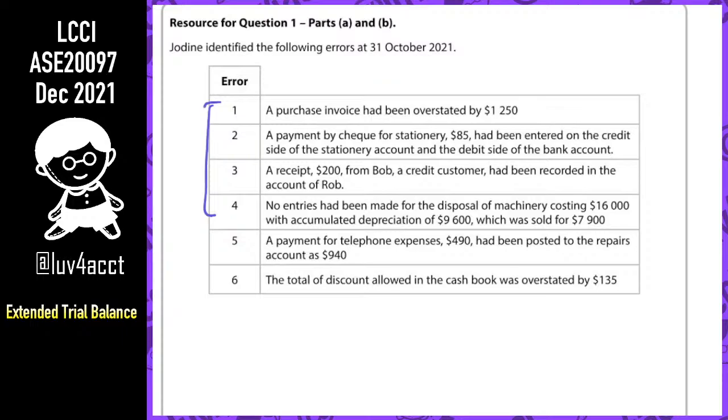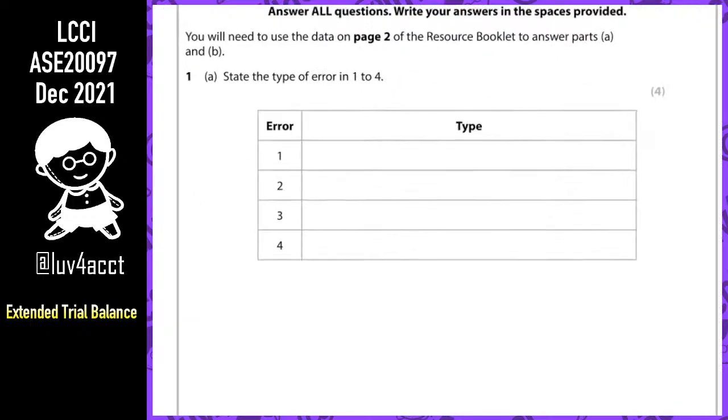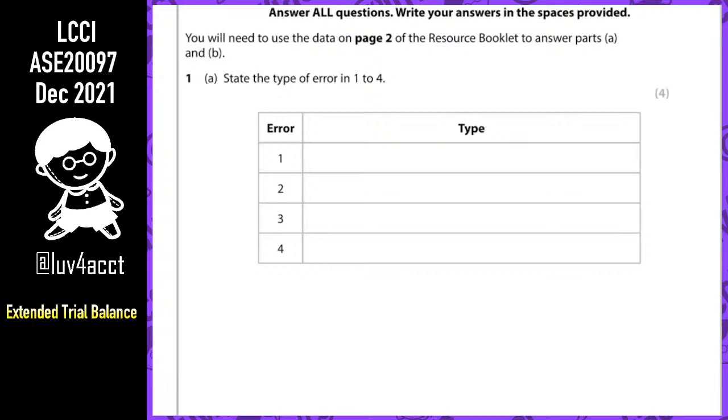Purchase invoice had been overstated by 1250. Purchase invoice overstated. This is the source document. So when the source document is incorrect, then the whole entry will be incorrect. We enter into the day book incorrectly, and then the subsequent ledger accounts will also be incorrect. So if we have to identify the type of error, it will be the error of original entry. Okay, all the things will be incorrect.